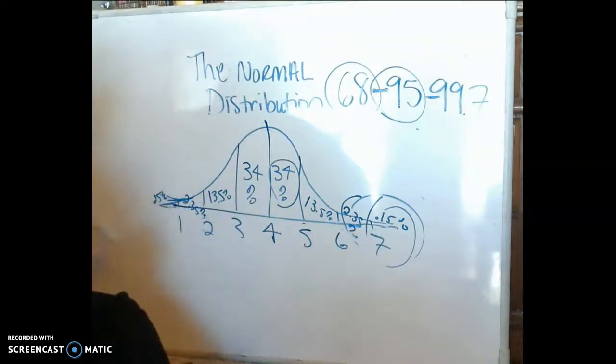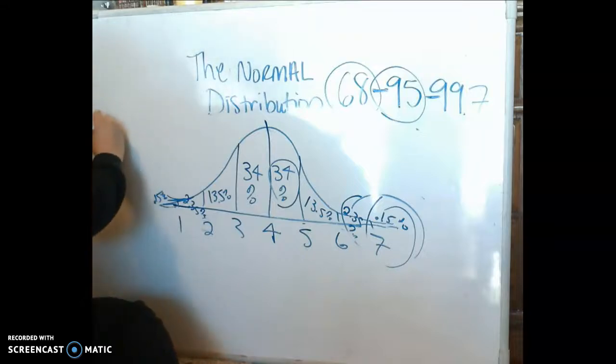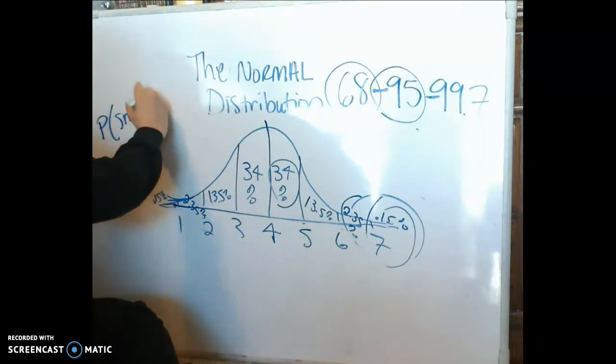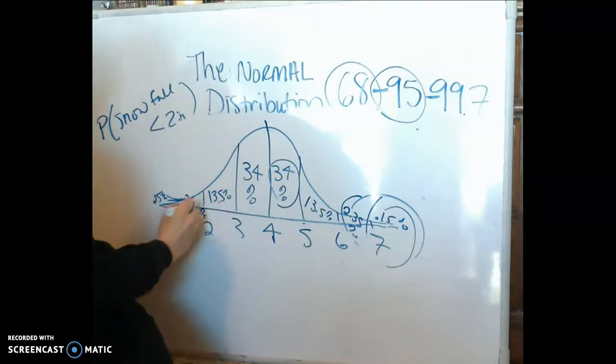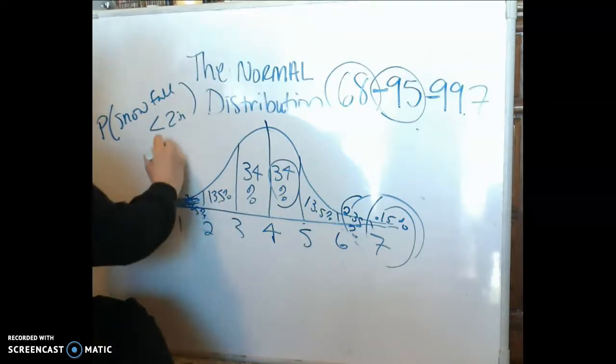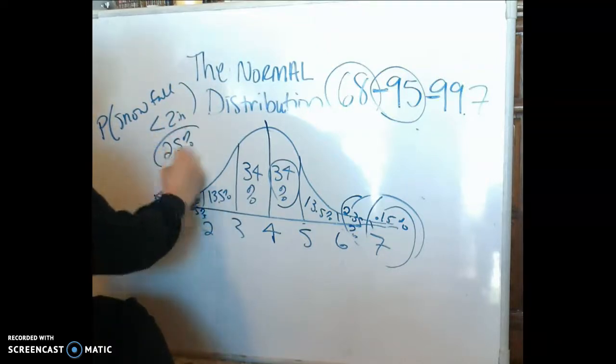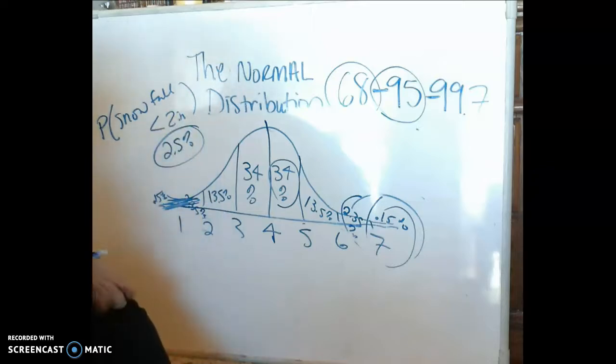So then again, I can look at what's the probability that the snowfall is less than 2 inches? So then I'm over here, right? And so that probability is about 2.5%. And in statistics, we would say that's rare, right? Like for this state, that would be rare to get less than 2 inches.